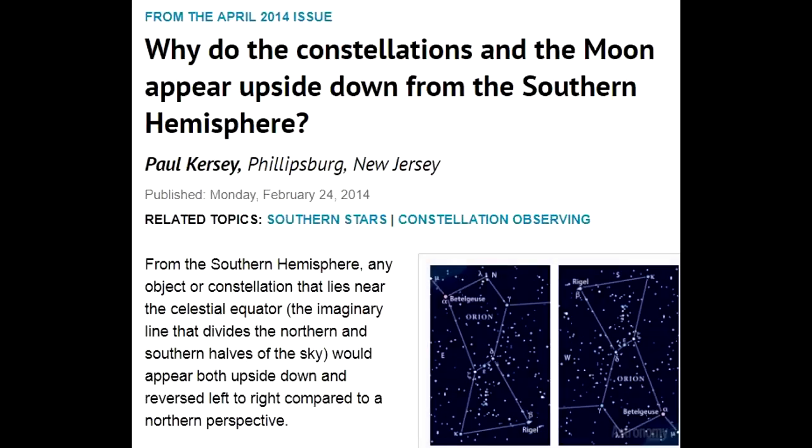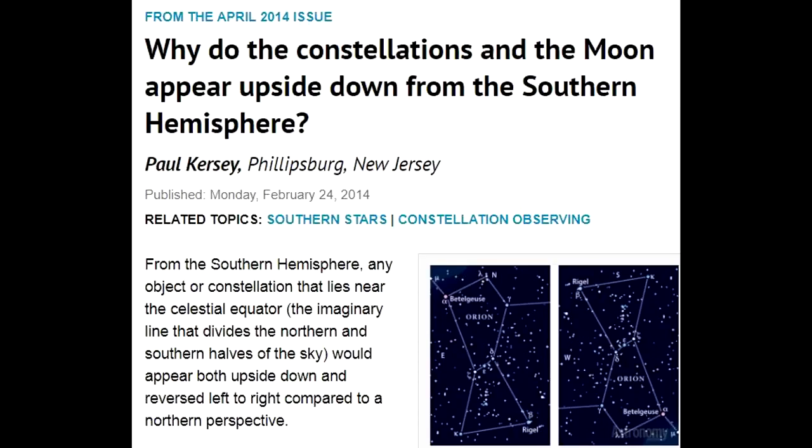The heliocentric official explanation, when somebody asks why the constellations and the moon appear upside down from the southern hemisphere, is that from the southern hemisphere, any object or constellation that lies near the celestial equator, the imaginary line that divides the northern and the southern halves of the sky, would appear both upside down and reversed left to right compared to a northern perspective. In other words, once you pass the equator line, the moon will reverse and the star constellations above will appear to be reversed.